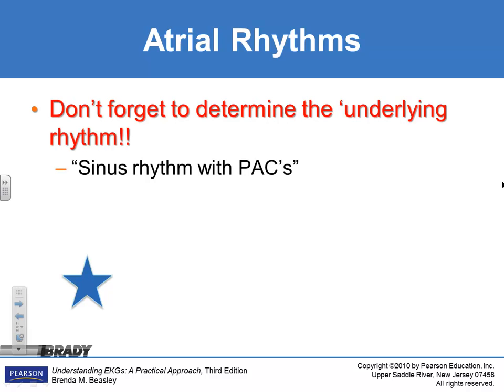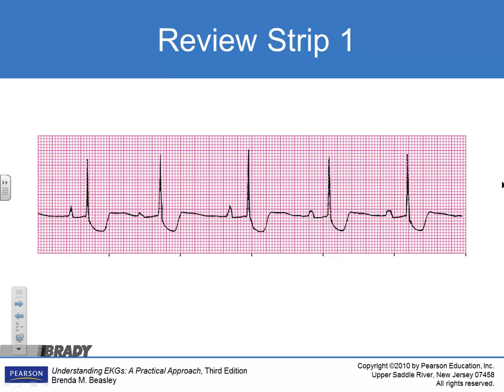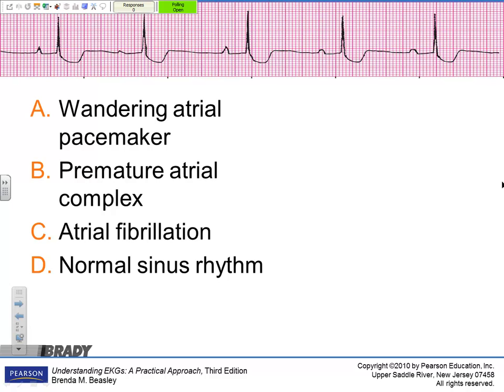Okay, now I've got a bunch of strips, just like we did last time. So get ready. I want you to look at them and identify them. All right, what's this? Go down your list of 5 things. The rate is what? It's bradycardic, right? The rhythm, regular, irregular. P waves? Are they identical? Okay. All right. Select it.